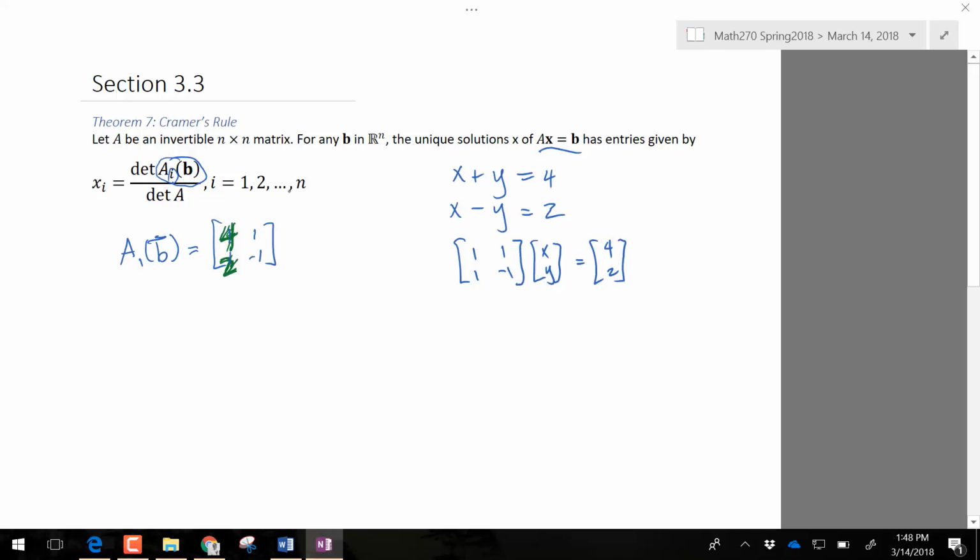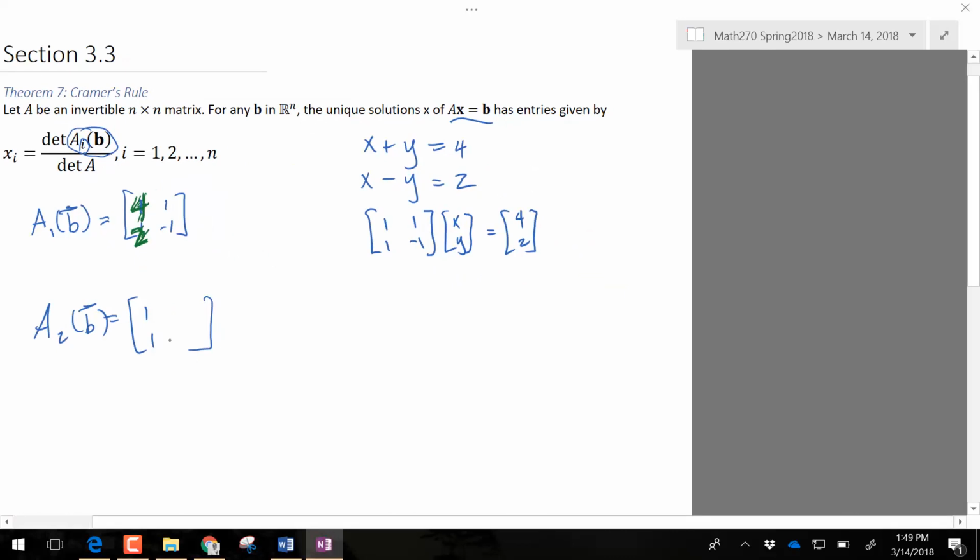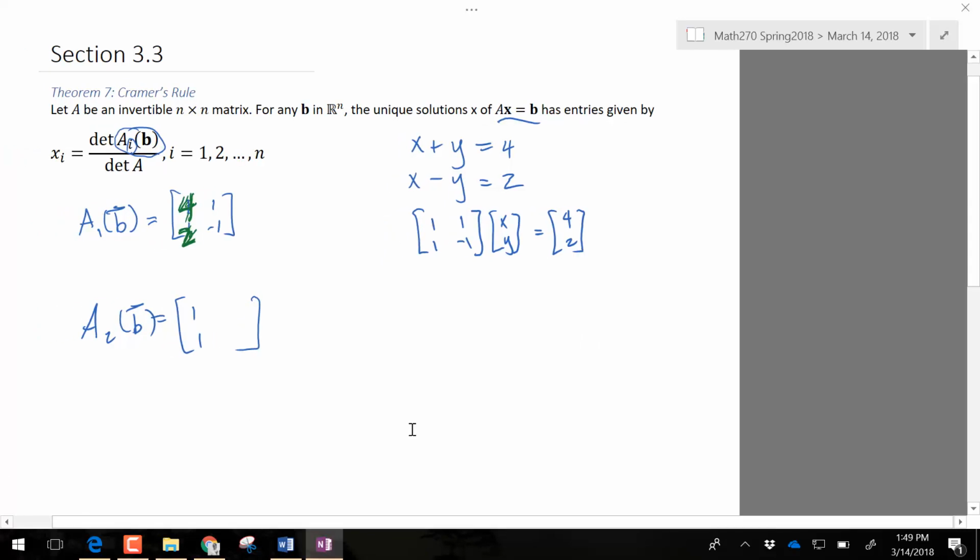So i is going to be 1 through n. In this case, i is going to be 1, i is going to be 2, and those are the only two that we have. And so we're going to figure out what A2(b) is going to equal. So this is A1(b), and A2(b) is going to be the same matrix, except instead of the second column, we're going to replace the second column with the vector b. So that's 4, 2.